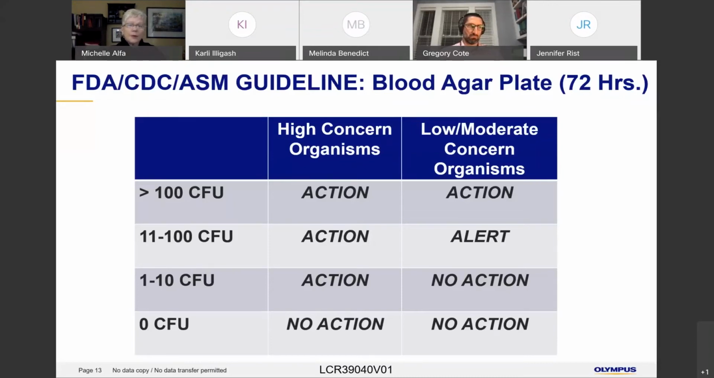And for low to moderate, there is no need to really take action. And obviously, if you get 0 CFU, you don't need to take any action. That's the ideal situation, where you have nothing growing in the sample that you've done a culture on.